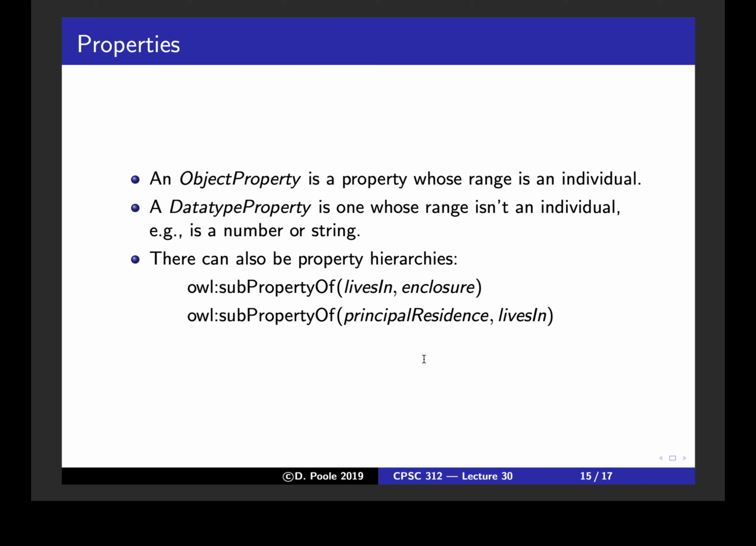We could talk about subproperty of lives in. Lives in should be a subproperty of enclosure. So if X lives in Y, then X is enclosure Y is true. Principal residence could be a subproperty of lives in. So if X has principal residence Y, then X lives in Y. So you live in your principal residence.